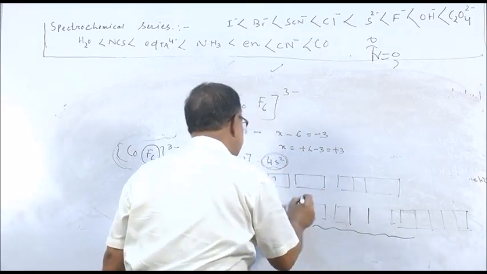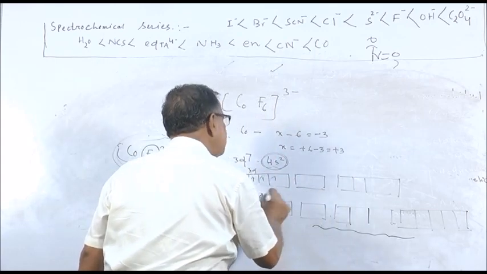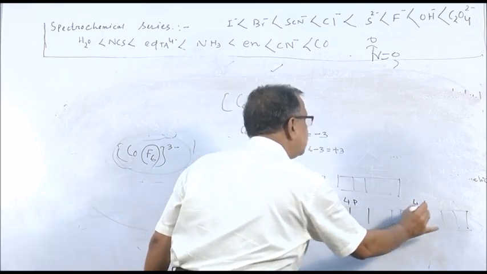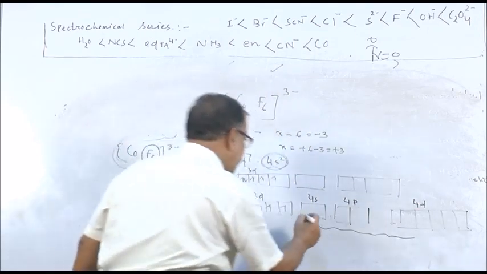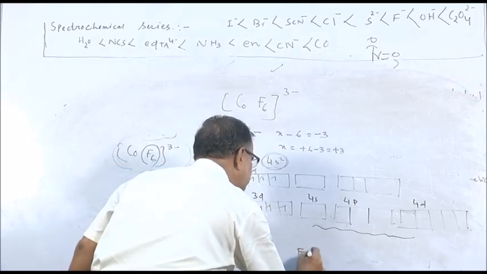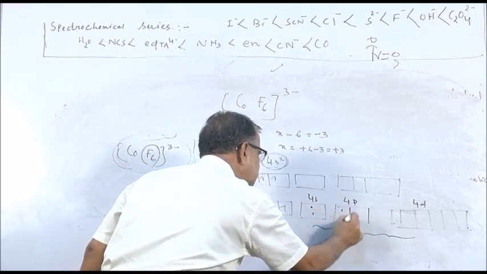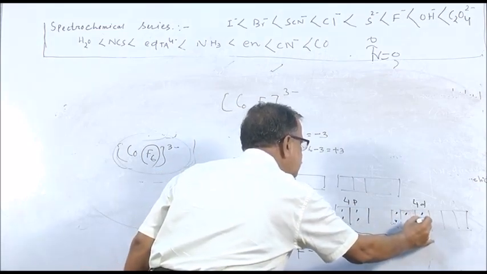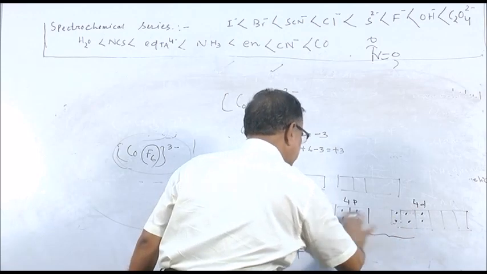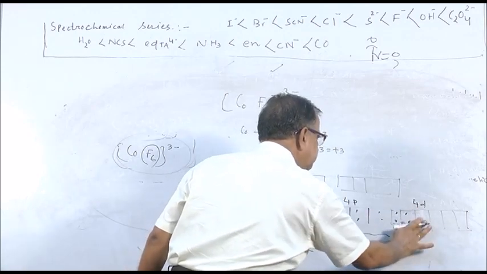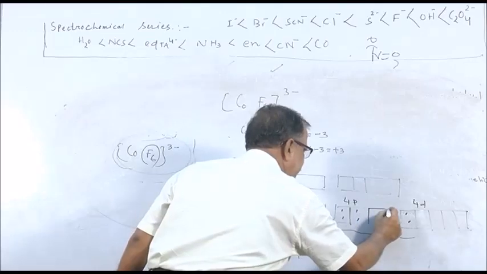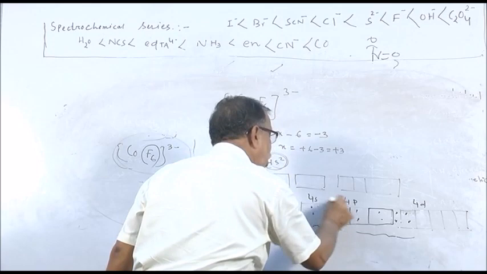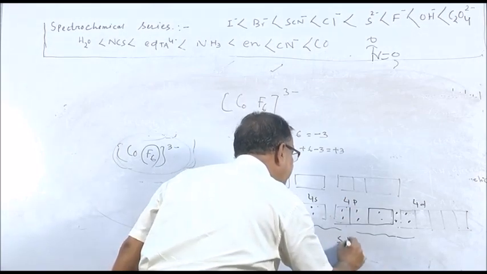This is 3d, 4s, 4p, 4d. So electrons come from fluorine, F minus, here 2 electrons each, 6 fluorines give this. This is sp3d2, it was p orbital, sp3d2. So this is the 4s, 4p, 4d, this is called sp3d2.